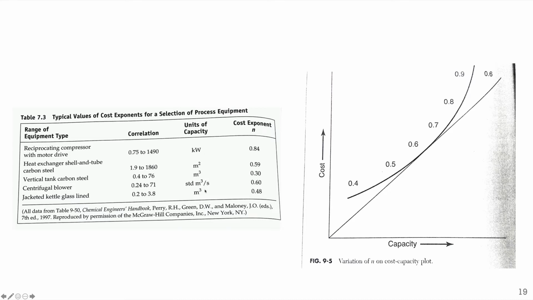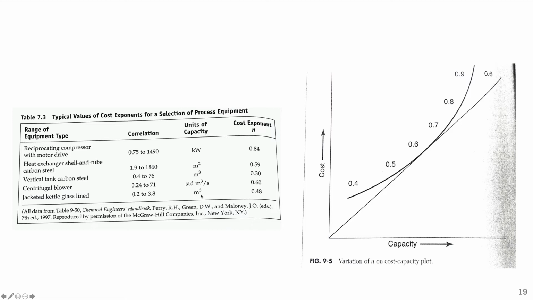Here in the center, you have units of capacity, and this is what I'm saying. The attribute of those units of capacity is different. For compressors, we're looking at kilowatts. For exchangers, we're using an area. For tanks, we're using volume. For centrifugal blower, we're using the standard meter cube per second. And here in the jacket kettle glass line, it is also the volume.